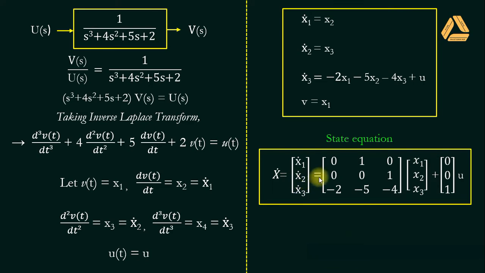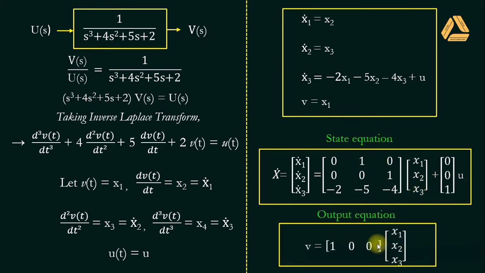So what is x2 dot? x2 dot equals 0 into x1, 0 into x2, 1 into x3 plus 0 into u. That is the second equation. And coming to the third equation, x3 dot. x3 dot equals minus 2 into x1, minus 5 into x2, minus 4 into x3 plus 1 into u. So you will be getting this third equation. Just I am going to represent this equation in terms of matrix, that is in the form of a state space model.